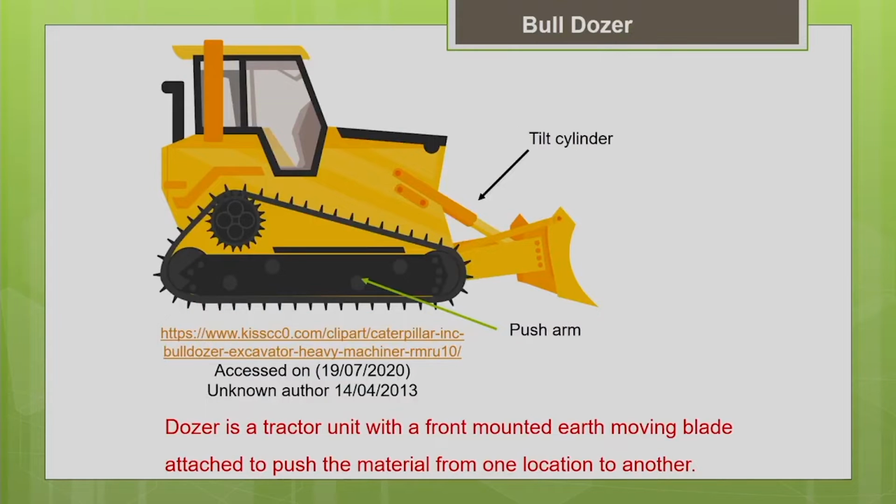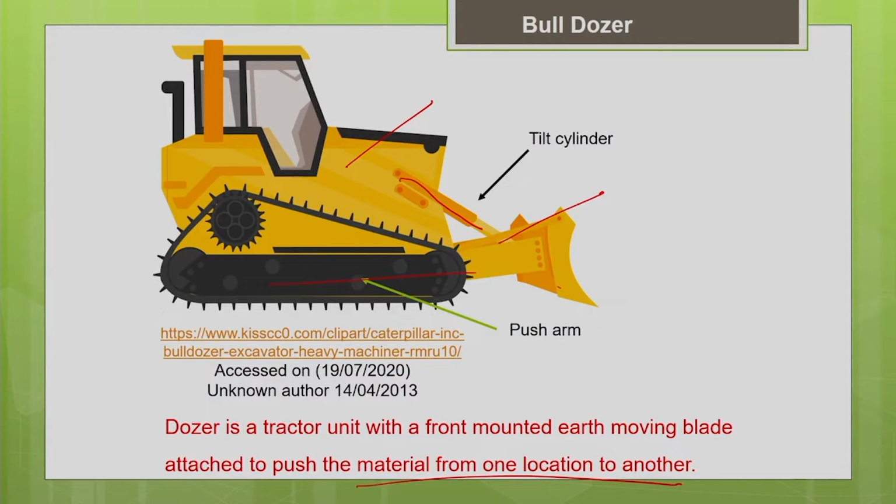Most of you might have seen the bulldozer. It is basically a tractor unit connected to an earth moving blade. With the help of this blade, you can push the material from one location to another. There are possibilities of different types of connection between the blade and the tractor. Here you can see a connection with a tilt cylinder and a pusher arm arrangement. With this, you can adjust the blade movement.